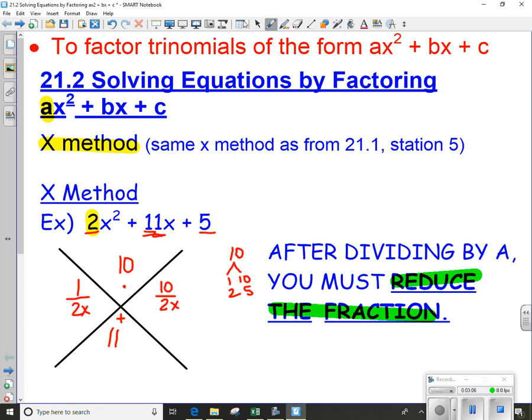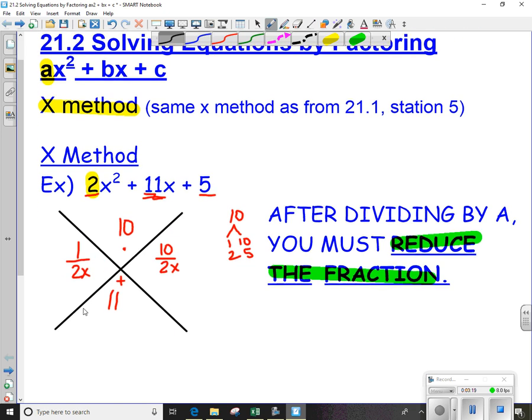You must reduce your fractions. So when I'm looking at this now, 1 over 2 doesn't reduce. It's a half. That's as far as it can go. I can leave it as it is. But 10 over 2 does reduce. It reduces down to 5 over 1.